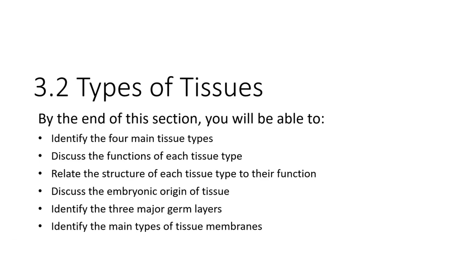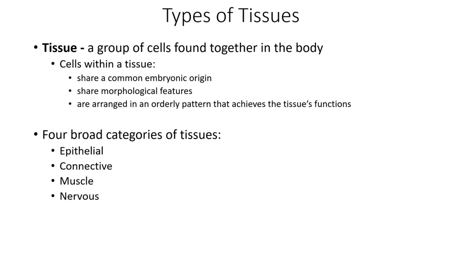All right, so this video is just covering section 2 of this chapter, which is the different types of tissues. So we'll briefly touch on the 4 types and their functions and structures, and we'll cover a little bit of the embryonic origin, so how they start out in embryos and those germ layers, and then talk about the tissue membranes.